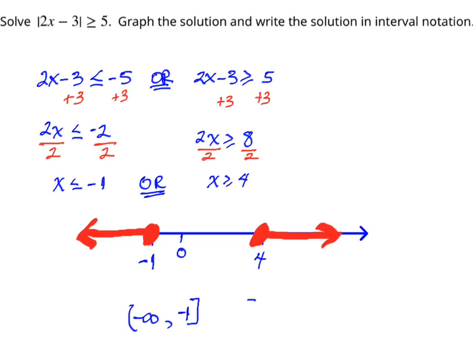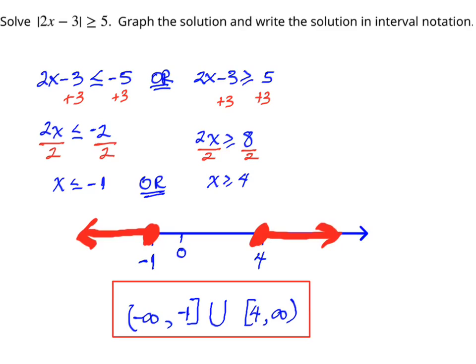And then the other interval is square bracket positive 4, comma, positive infinity. Because we're including positive 4 and all the numbers greater than positive 4, but we're not including infinity. And then we have to connect them with a symbol. And again, the symbol is the union symbol. So that's our answer in interval notation.